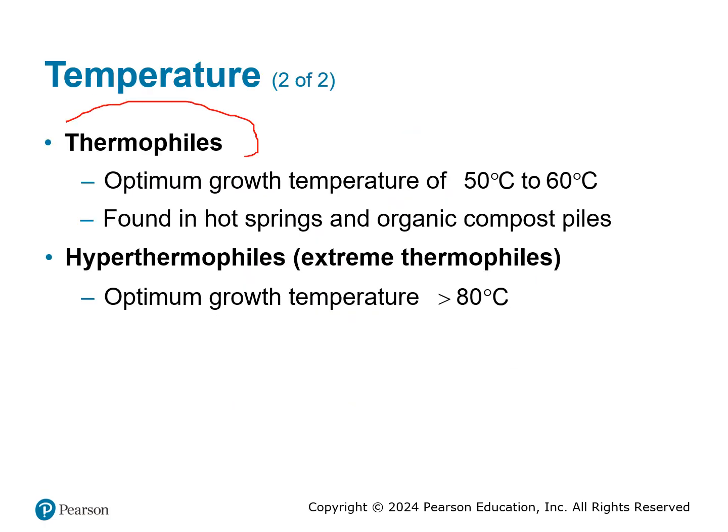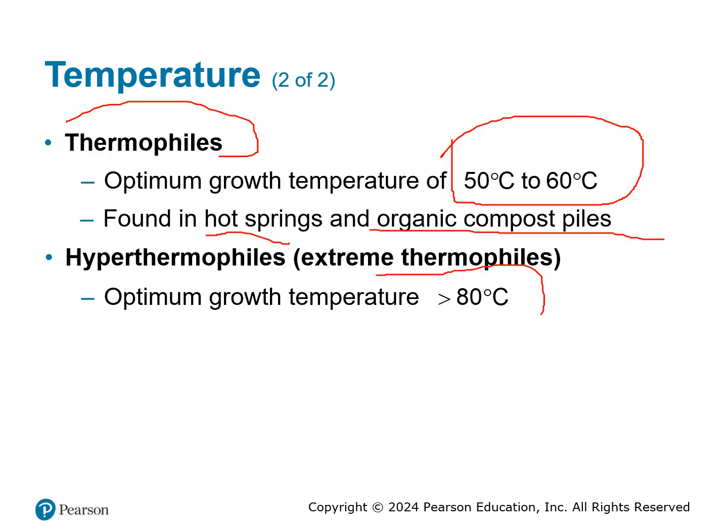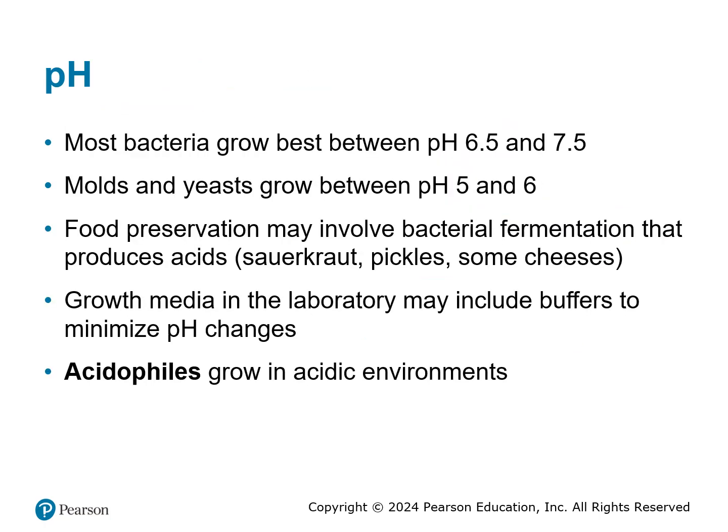Okay, again, thermophiles, optimum 50 to 60 degrees Celsius. So hot springs and organic compost piles. Some people like to throw their food outside to rot, and those thermophiles can live in there. Okay, hyperthermophiles, not likely to be human pathogens because they like to live over 80 degrees Celsius, so like volcanoes and things like that.